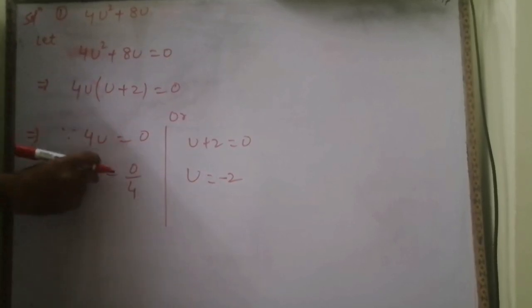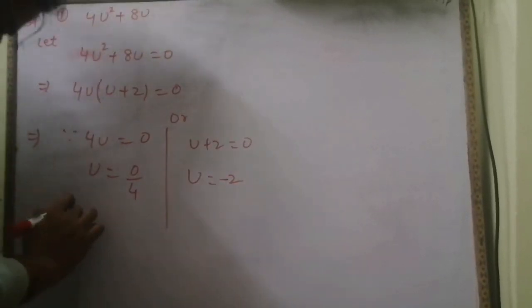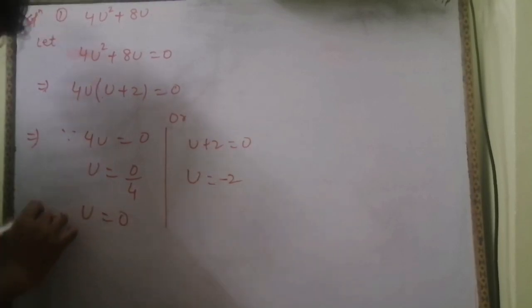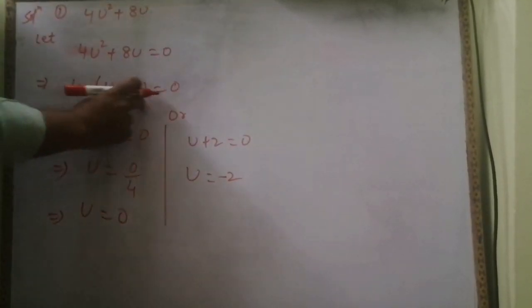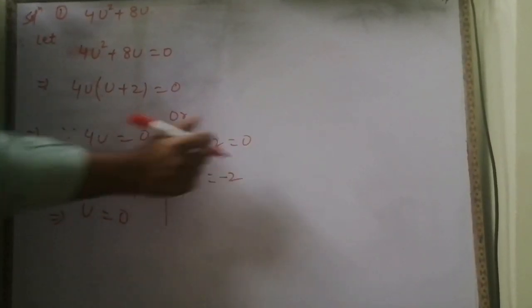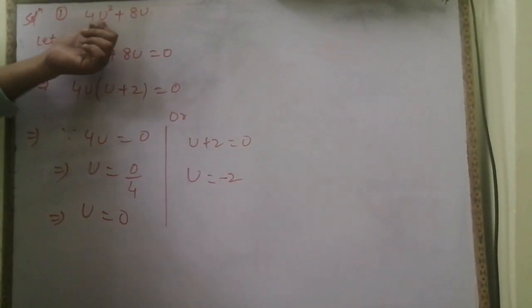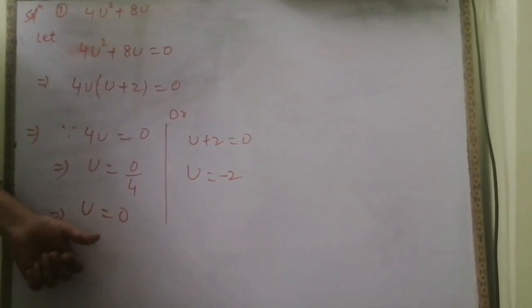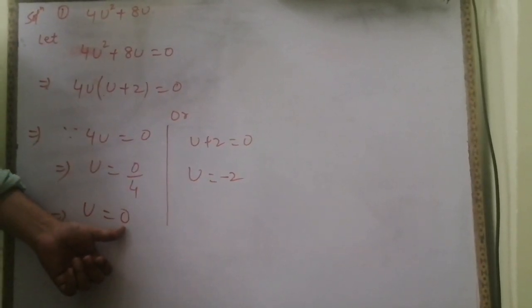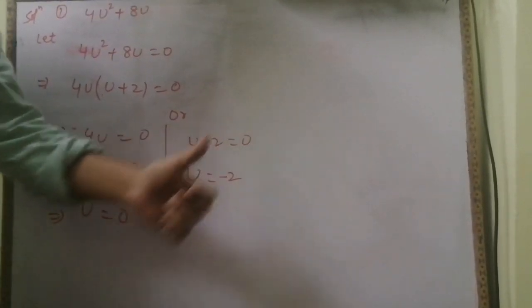4u is equal to 0, then u will be 0/4, and the value of 0/4 is 0. Again u+2 is equal to 0, then u will be -2. So it is a quadratic equation, as we know that the maximum number of zeros will be 2. Here I can say that the first zero is 0 and the second one is -2.